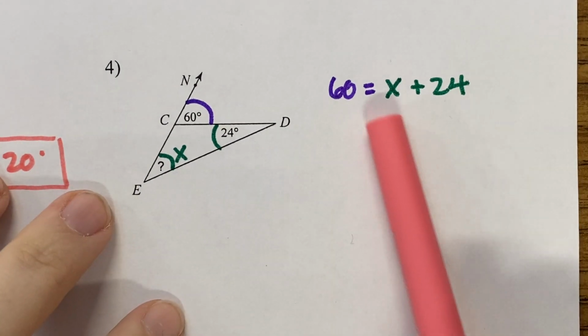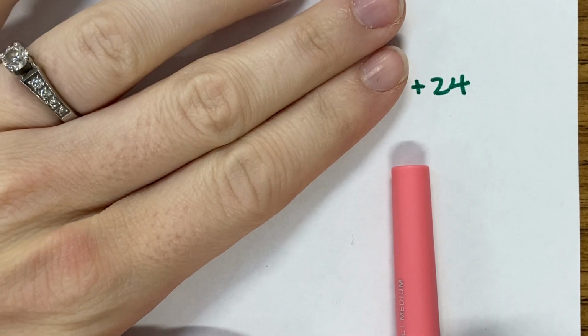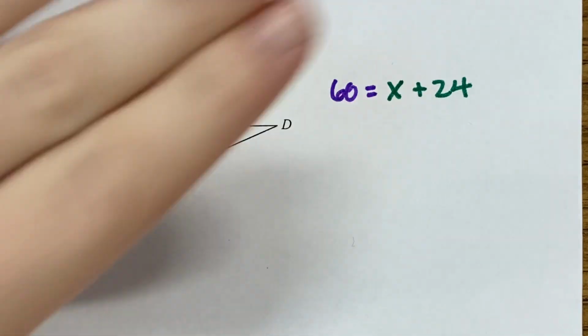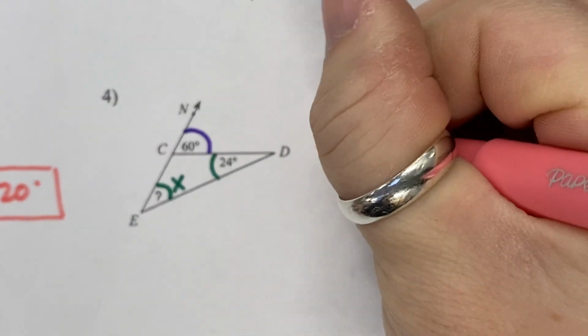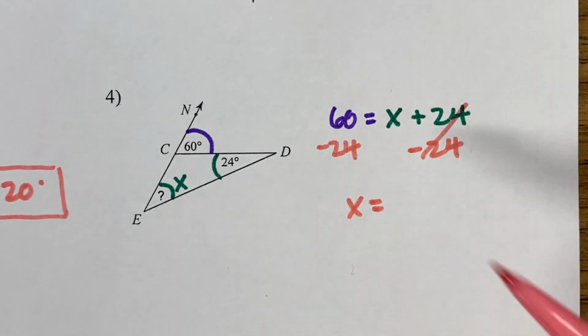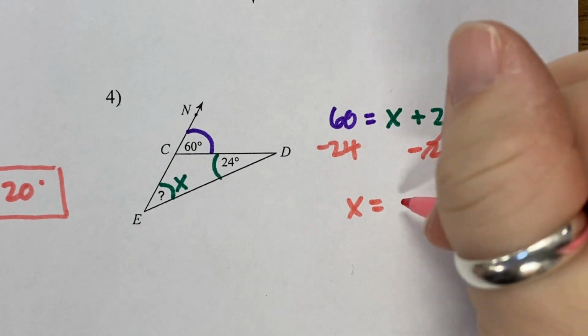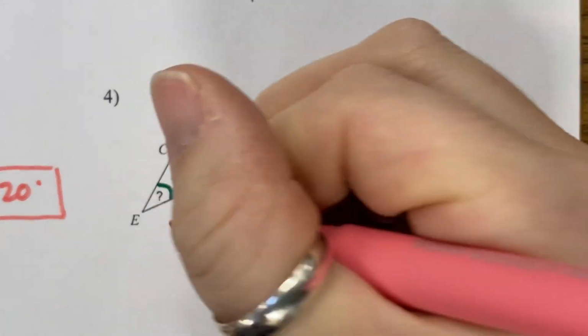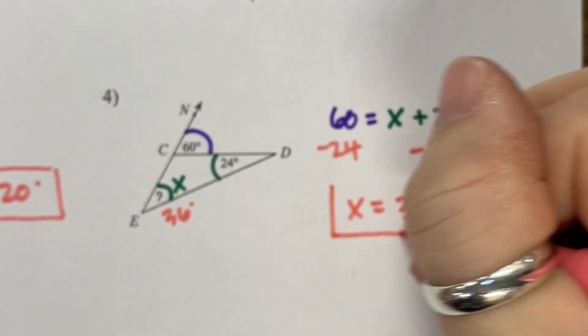So X plus 24 has to give us our exterior angle of 60. Now we can just solve for X. To get X by itself, the only thing I have to get rid of is plus 24. What's the opposite of plus 24? Subtract 24 from both sides. So X is equal to 60 minus 24, which I'm going to double check on my calculator, is going to give me 36. So that X, that missing angle, was 36 degrees.